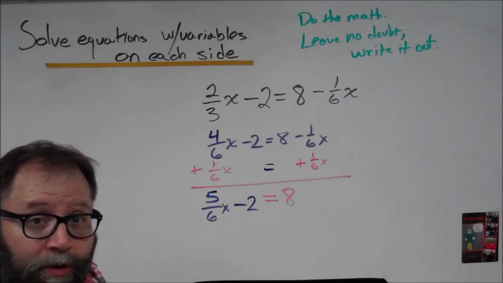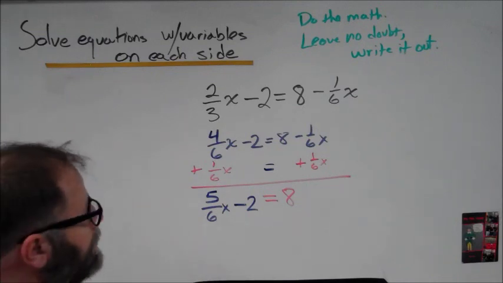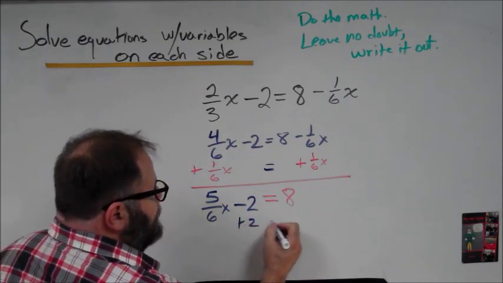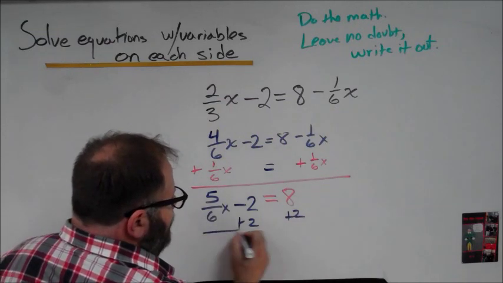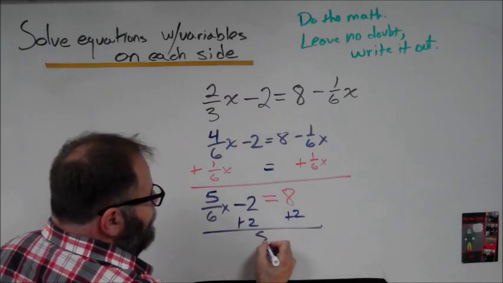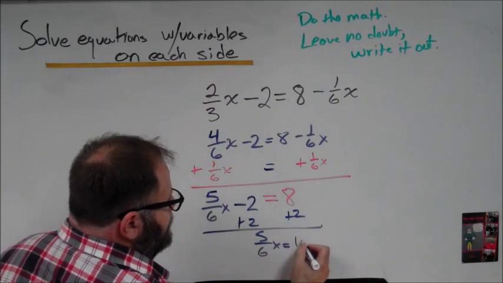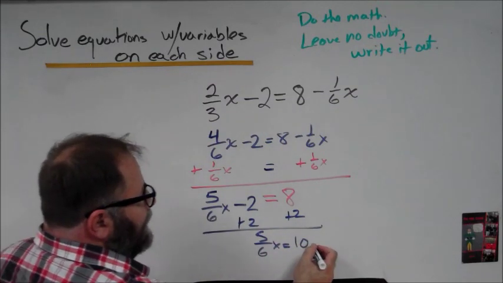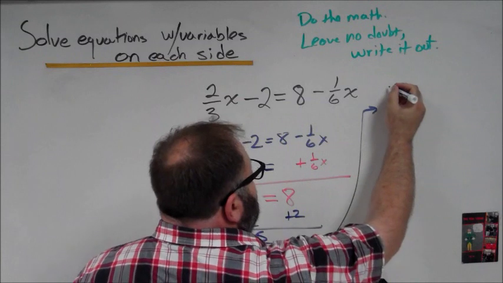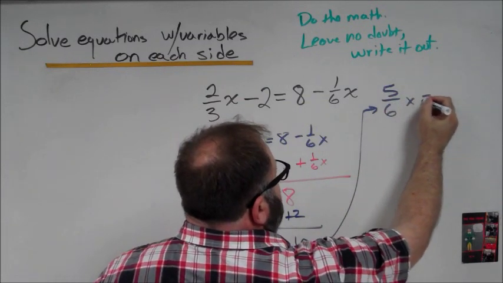Now we're back to a 2-step equation just with a rational coefficient. At this point, let's add 2 to both sides because we're trying to get that x by itself now. And now I've got 5/6 x equals 10. I'm going to bring that up here so I have some room. 5/6 x equals 10.